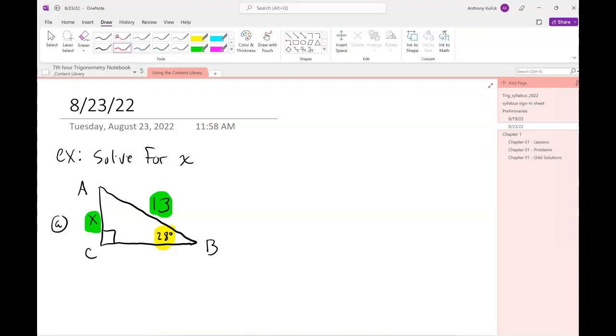So what equation can we write now that we've established that we're using sine? So what's the equation that I write now? I write sine of, what do I put inside there? 28. Good. You always have an angle measure on the inside of sine, cosine, or tangent. Equals, and then sine was opposite over hypotenuse. So what was our opposite in this case? X. And the hypotenuse was 13.